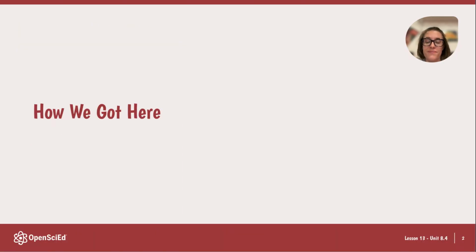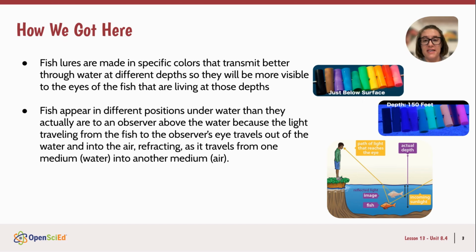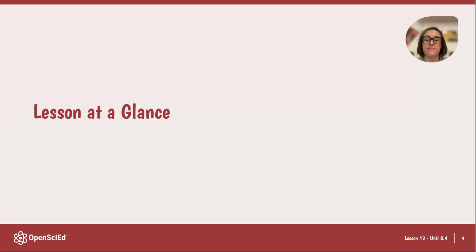So, how did we get here? We just finished the previous lesson set, and students figured out that fishing lures are made of specific colors that are visible at different depths, and that color is selected for the fishing lure so that it's visible to fish that live at that depth, and that the apparent position of a fish is different than where it actually is for a person viewing it on land. So we wrapped up that transfer assessment task and we went back to the driving question board and realized we still had questions about other objects in space. So let's look at lesson 13.